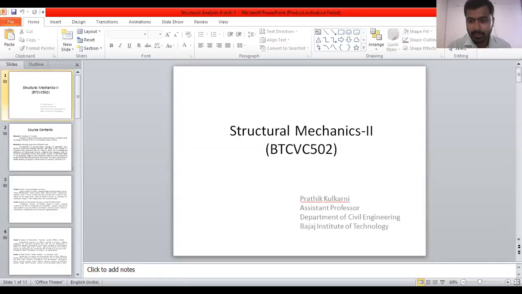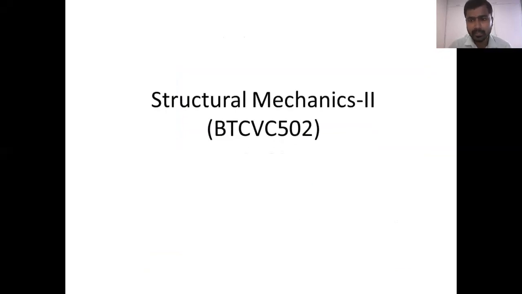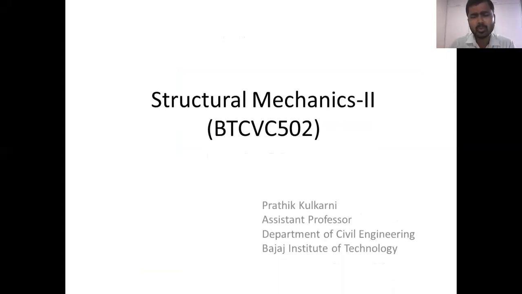Now here you can see we have structural mechanics 2. According to our syllabus, the code is BTCVC 502. Now quickly we'll go through our course content. What is the course content we have? As you all know, we'll be having a total of 6 modules.